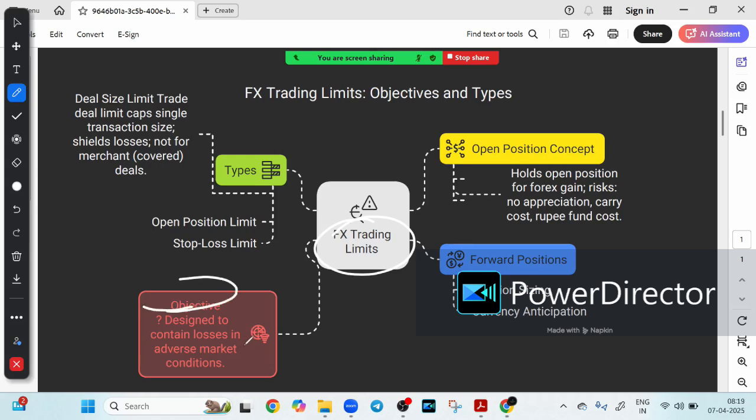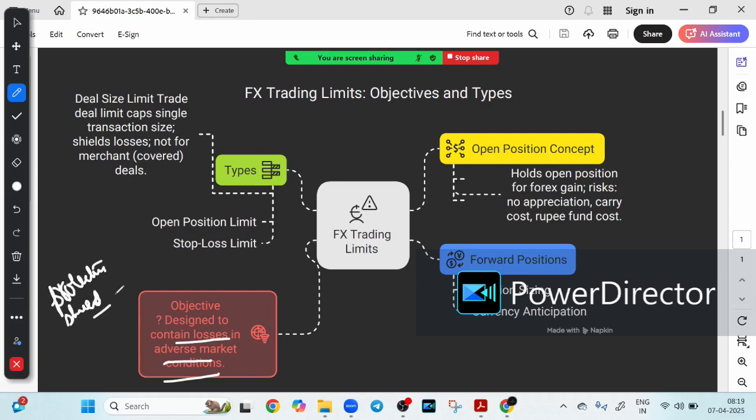See, the core objective is to limit potential loss. That is our main objective, to limit the potential loss during adverse market condition. You can think of them like a protective shield.